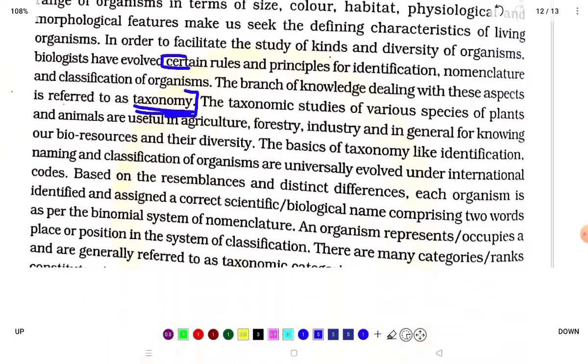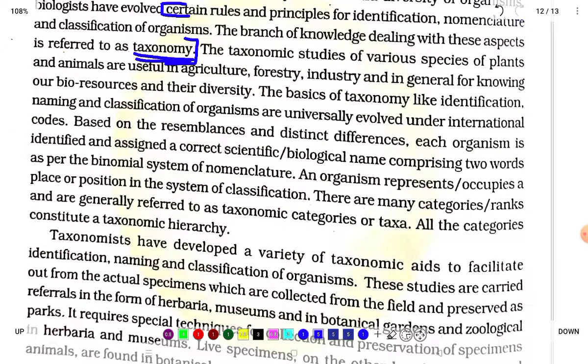What are the two words? That is the genus and the specific epithet. Okay, for example Mangifera indica, Solanum tuberosum, Panthera leo. These are the examples. Hope you would have watched the previous video. I have given different examples in that. There are many categories or ranks, generally referred to as taxonomic categories or taxa. In plural, it is taxa, and in singular, it is taxon. In the last video, I taught you that all the categories constitute a taxonomic hierarchy.